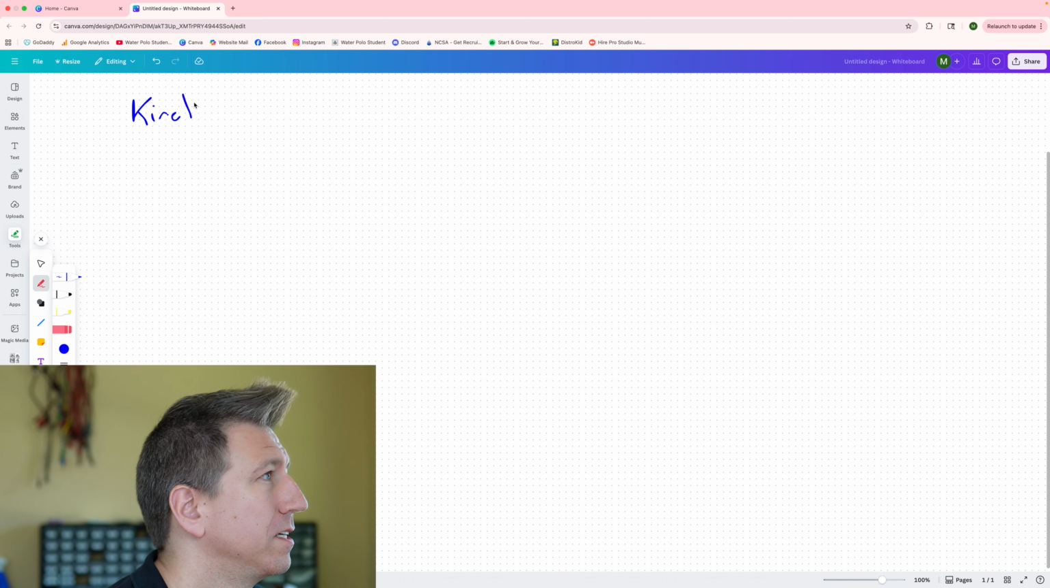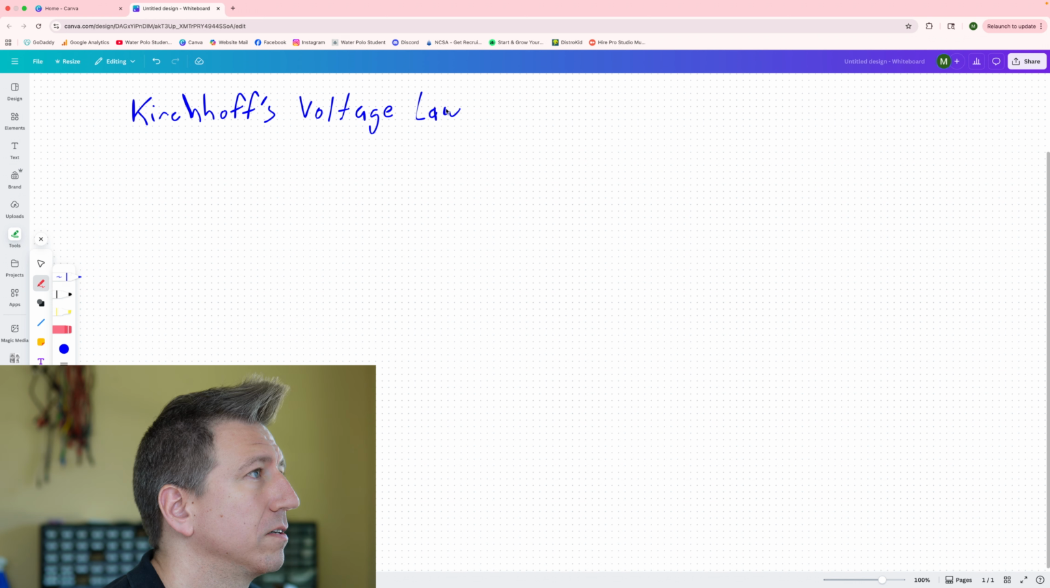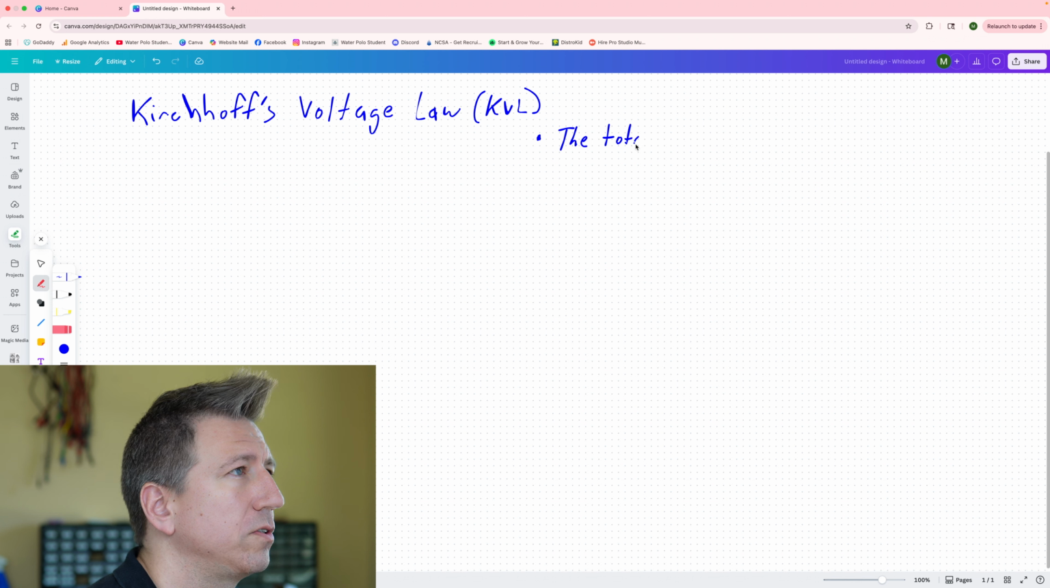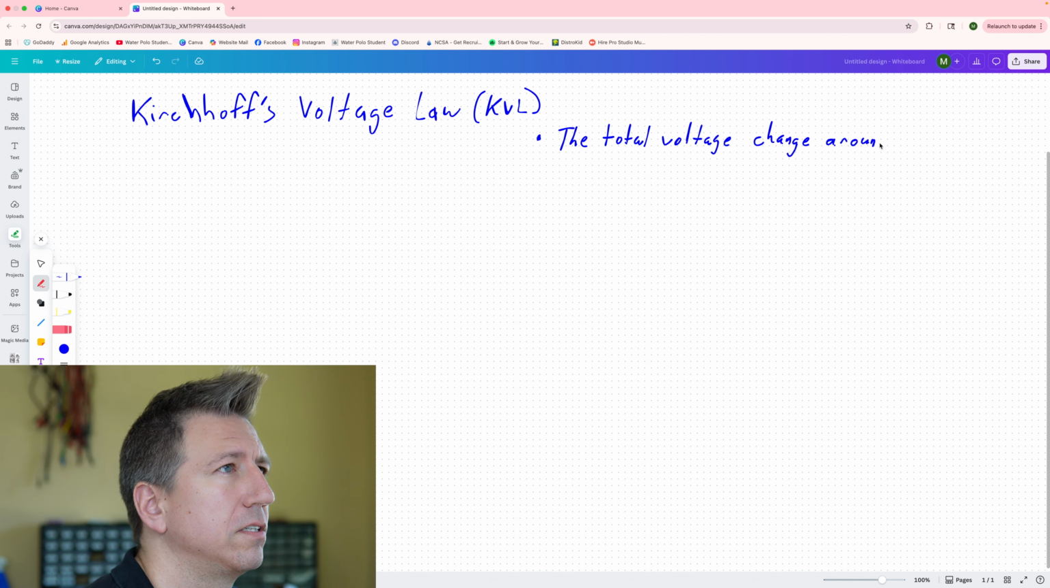Kirchhoff's voltage law, or KVL. So it says the total voltage change around a loop equals zero.